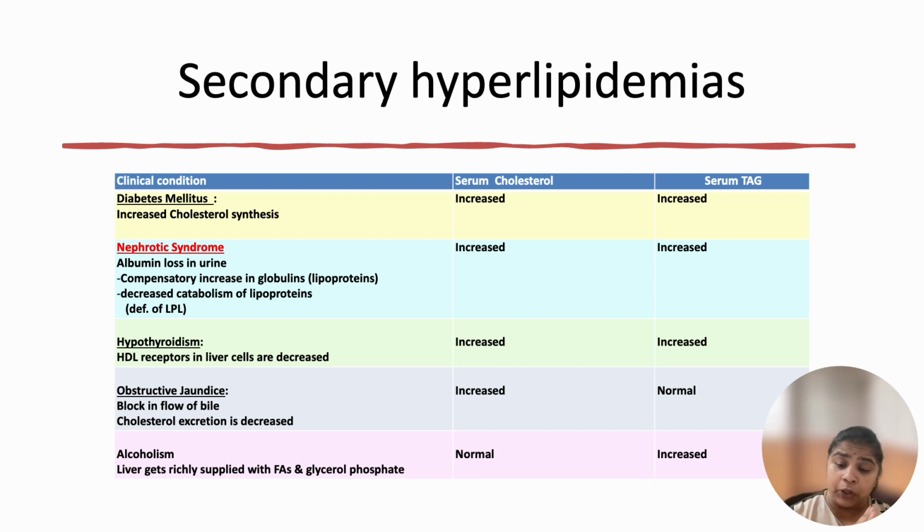In nephrotic syndrome, there is loss of albumin. So, to make up for this loss of albumin, other proteins, other globulins will be increased, which also includes lipoproteins, and there is decreased catabolism. So, that is why there will be increased cholesterol and triacylglycerol. In hypothyroidism, the LDL receptors are decreased. So, LDL uptake is not happening, and therefore, reverse transport of cholesterol gets affected. In obstructive jaundice, cholesterol excretion itself is getting affected, so it will increase in blood. Alcoholism, we have looked at how it can lead to increase in triacylglycerols.